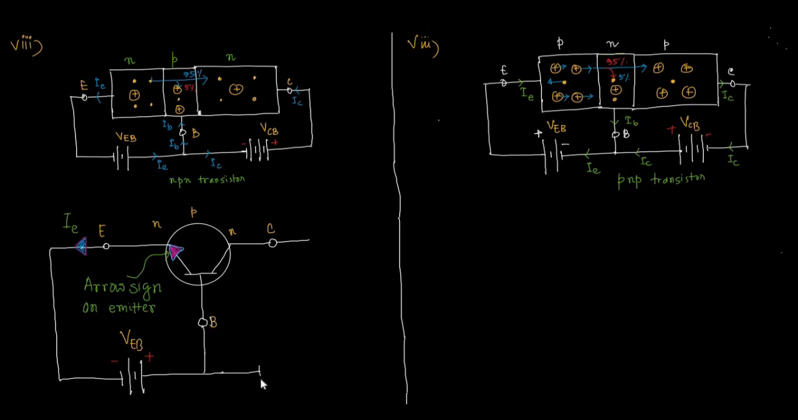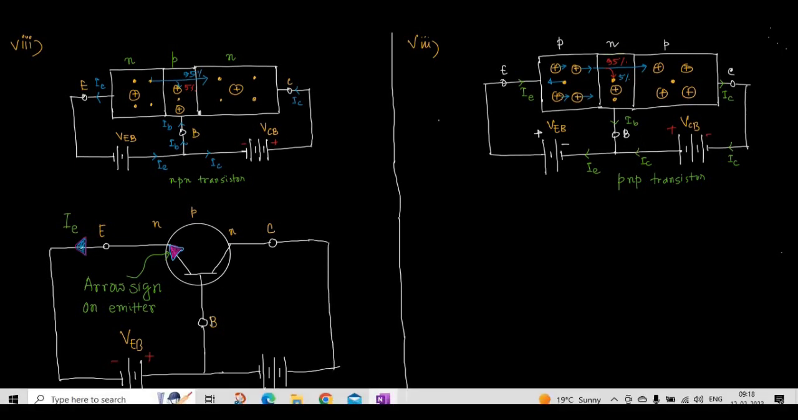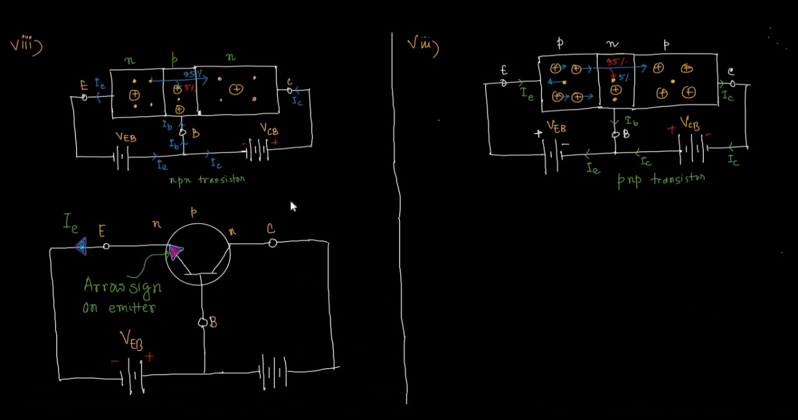Now we can connect another external battery in the collector base circuit. This is the external battery which is connected to the collector with respect to base for providing reverse biasing of the collector with respect to base. The positive pole of this battery is connected to the n-type collector, and the negative pole of the battery of EMF VAB is connected to the n-type emitter.